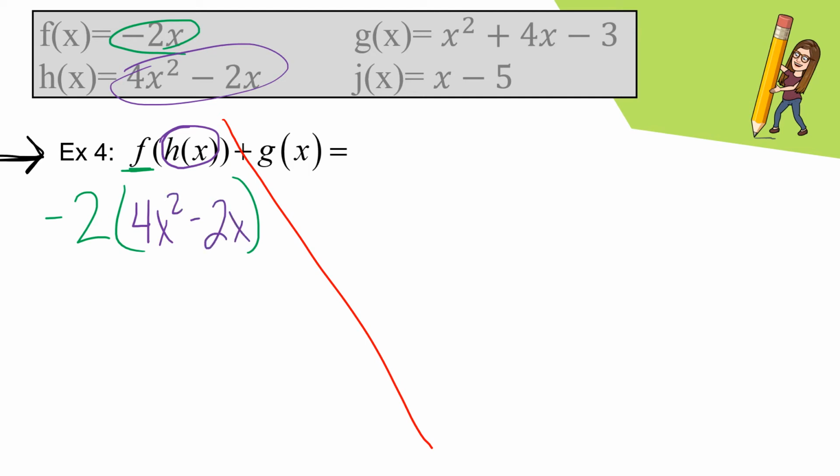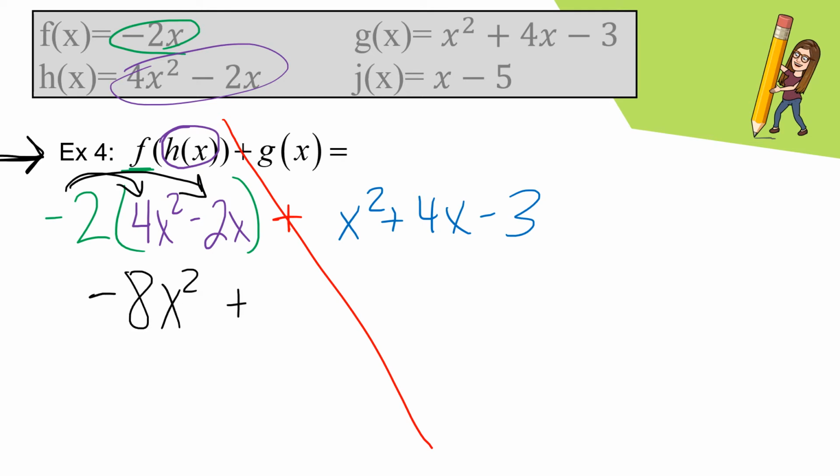Okay, let's look at the right side. The right side just says g of x. So there's no compositions here. I'm literally just writing out the g function. Let's take care of that left side. I'm going to have to distribute. Now we're just going through the operations and simplifying. So I need to distribute -2 to get -8x squared and +4x. Watch your signs. And on the right side, I'm just going to bring down that g function.